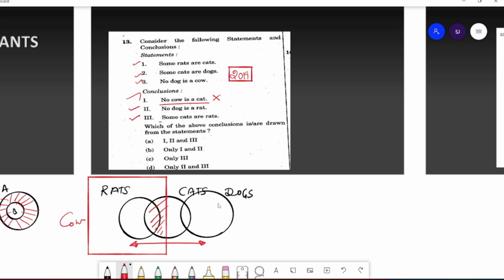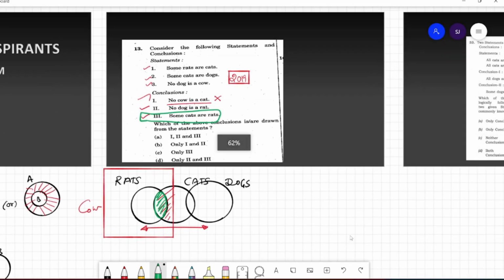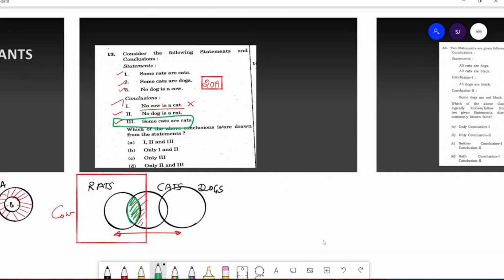Now next, some cats are rats. Can it be said that some cats are rats? That is the statement which is there. So look at this point. I'll mark it in green. Some cats are rats. So look at this green portion which I am marking, it actually means some cats are rats. So you can ask me, you said that only after putting different types of diagrams we should conclude. Yes, we will put the other diagram, since the same statements can be represented in one more fashion, and then we can conclude.